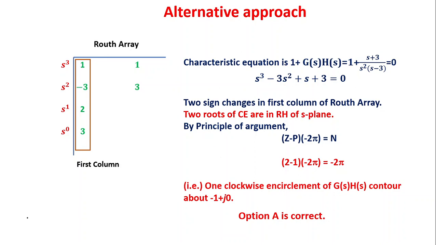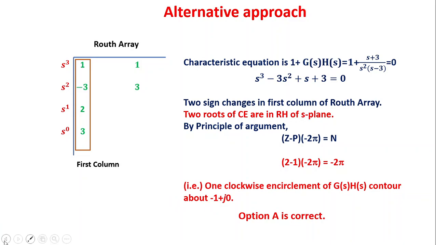So (Z minus P) into minus 2 pi is N. So 2 zeros, only one pole in the right half of the plane. So (2 minus 1) into minus 2 pi is 1 into minus 2 pi, which is minus 2 pi. Minus 2 pi means negative 360 degrees. Negative 360 degrees means 1 clockwise encirclement of the G(s)H(s) contour about minus 1 plus j0. That's all. So option A is correct.